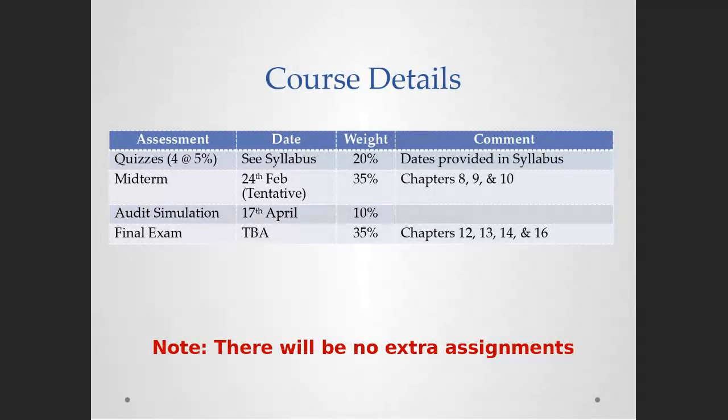So what we're going to do in this course is first we're going to have 4 quizzes, 5% each. The dates and the chapters included in those quizzes are provided in the agenda. Those who plan will find themselves at ease, and I do not change these dates because it harms those students who plan. So 4 quizzes.